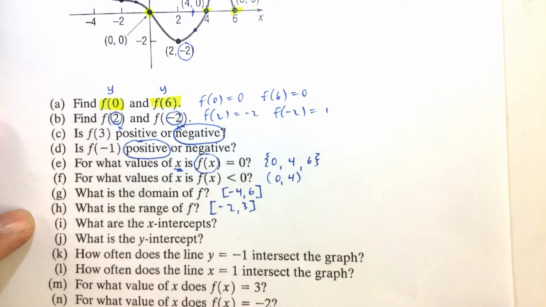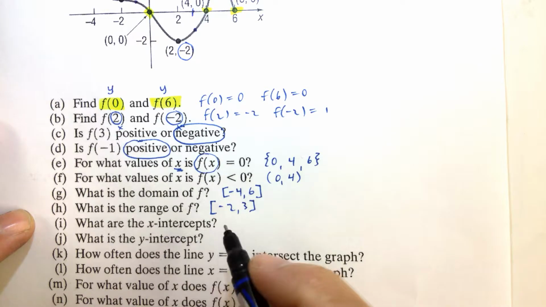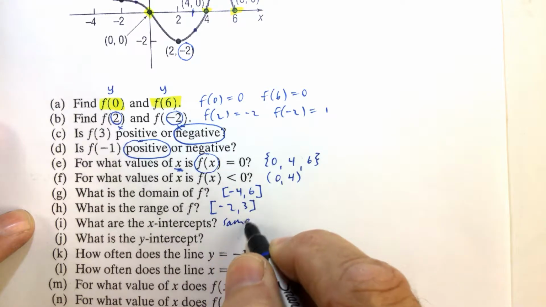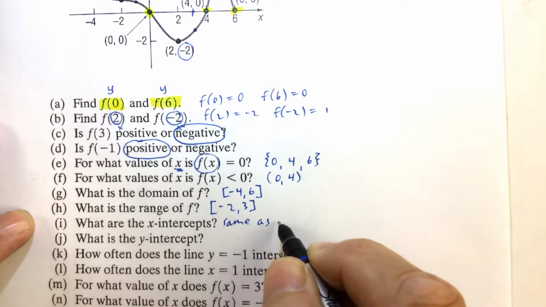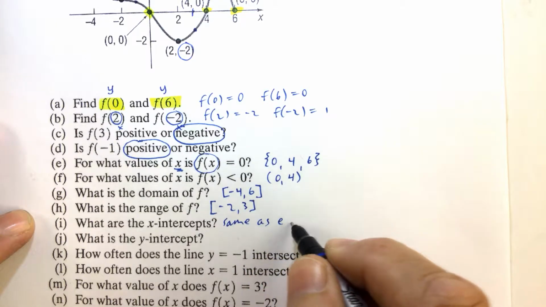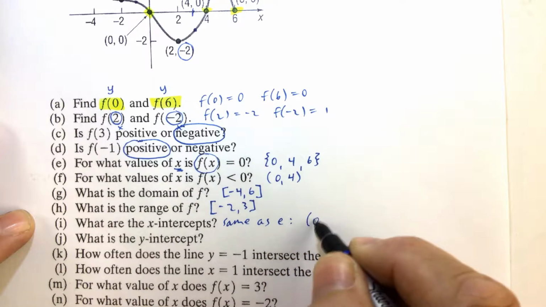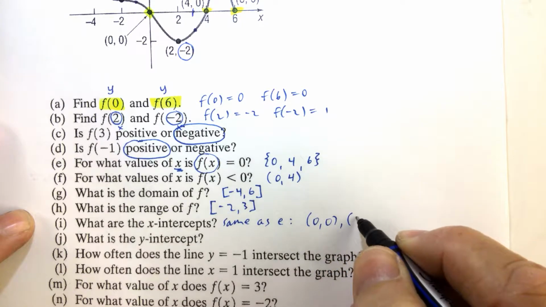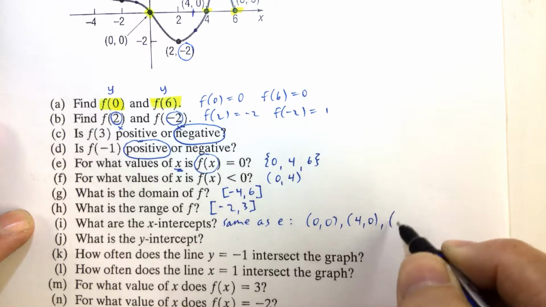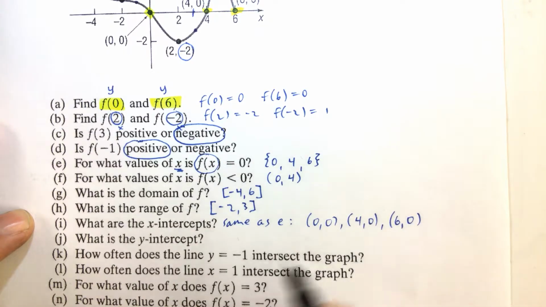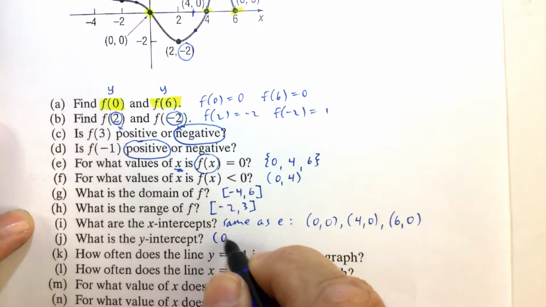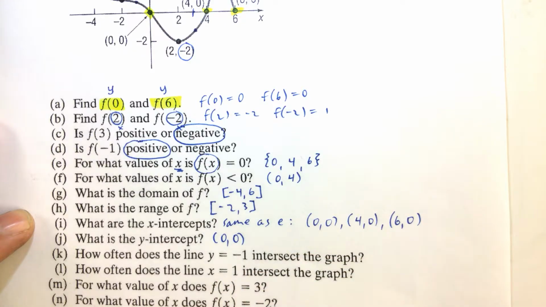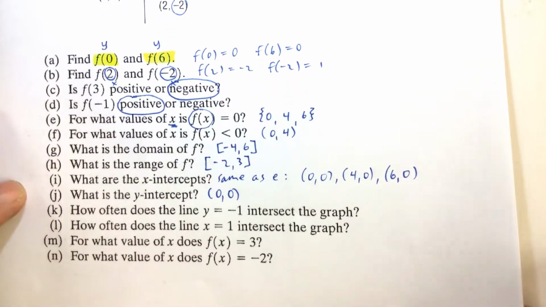What are the x-intercepts? Well, we already talked about that. It's the same answer as E. That's where f of x is equal to 0. In other words, (0, 0) will include the x-intercepts here as coordinates, (4, 0), and (6, 0). What is the y-intercept? Well, it's the same as the x-intercept at the origin. There's only one y-intercept for any function.